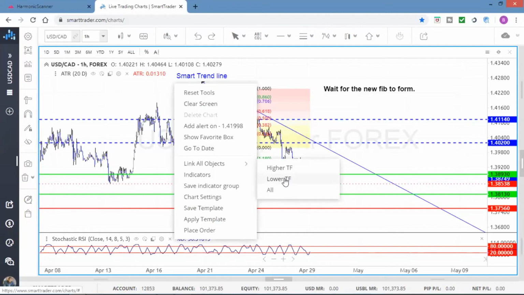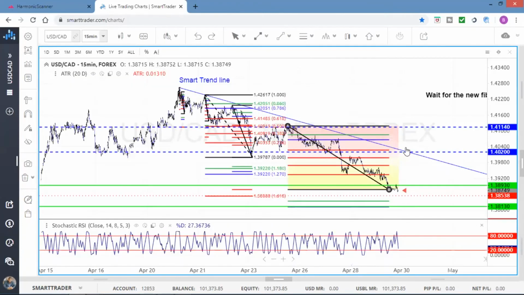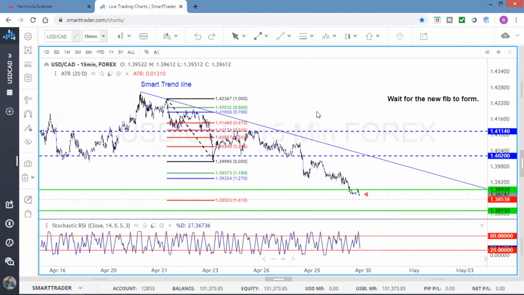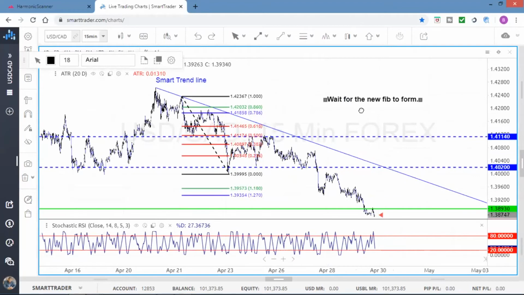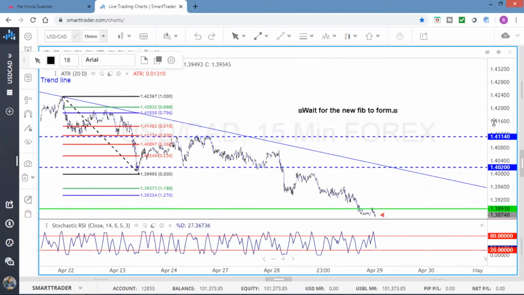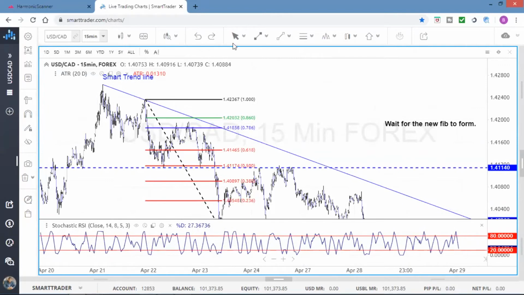I'm going to link all of these to the lower time frame. And we're going to go to the 15-minute chart now, and you'll see what we have. So let me get this out of here like that. And here is our setup. So this is where we are currently on the 15-minute time frame. So here is our trend line, and now that we're on the 15-minute time frame, we can see that we have an inner trend line that we can draw like this.